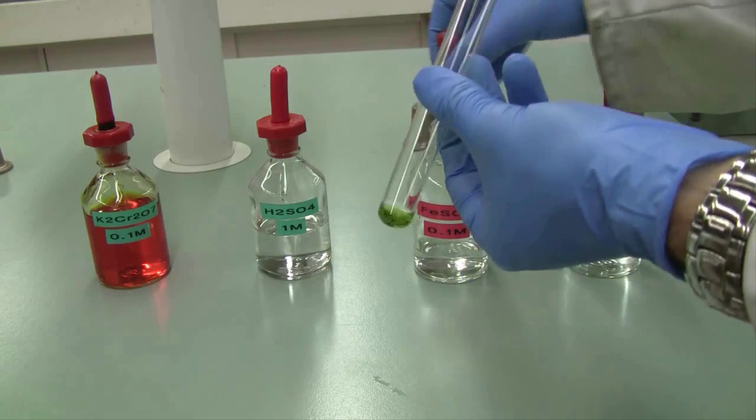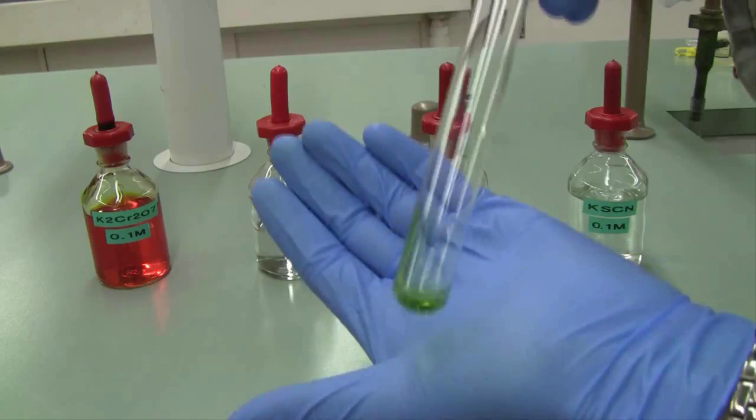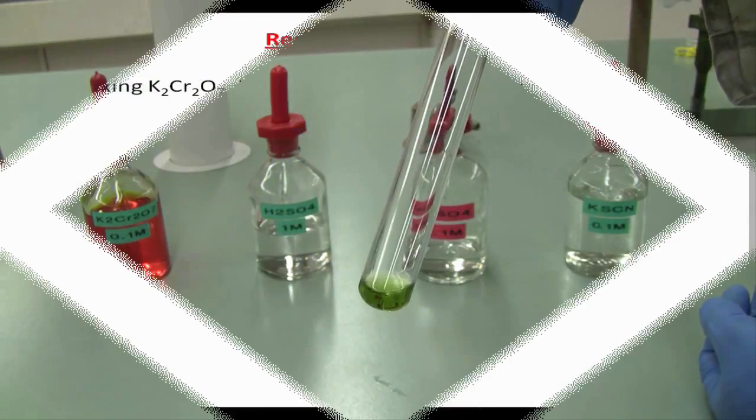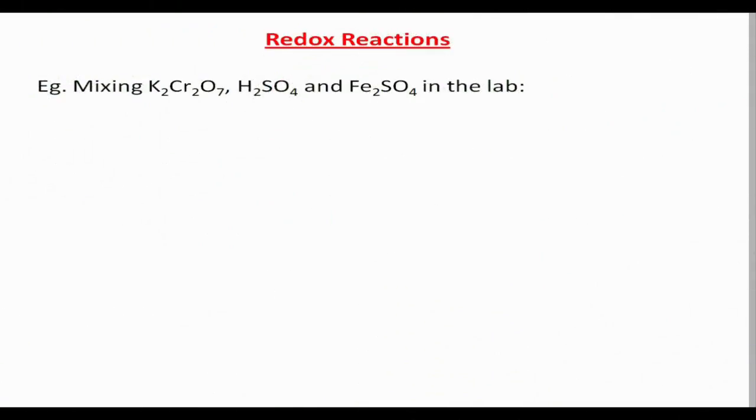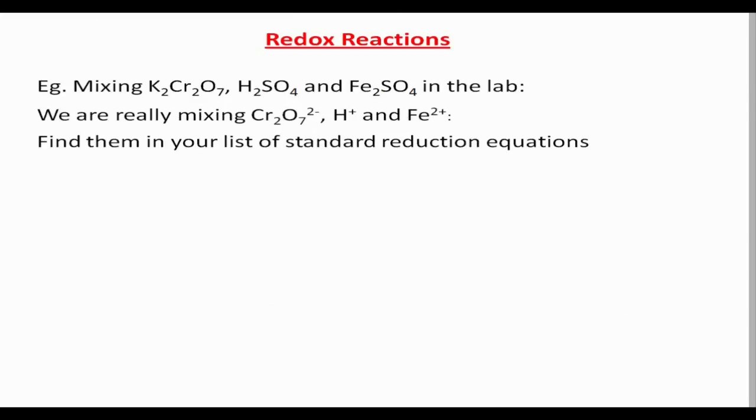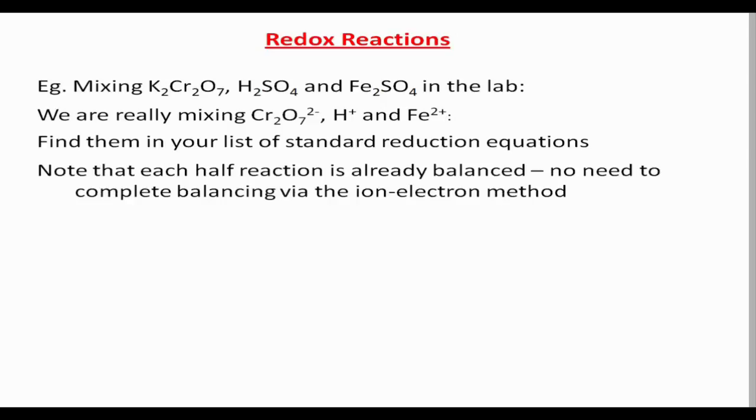Now, how do we go about writing reactions to show this? We're mixing potassium dichromate, sulfuric acid, and iron sulfate. Really, that's just like mixing dichromate, acid, and iron 2+. Find them in your list of standard reduction equations that we've given you in your prac manual.